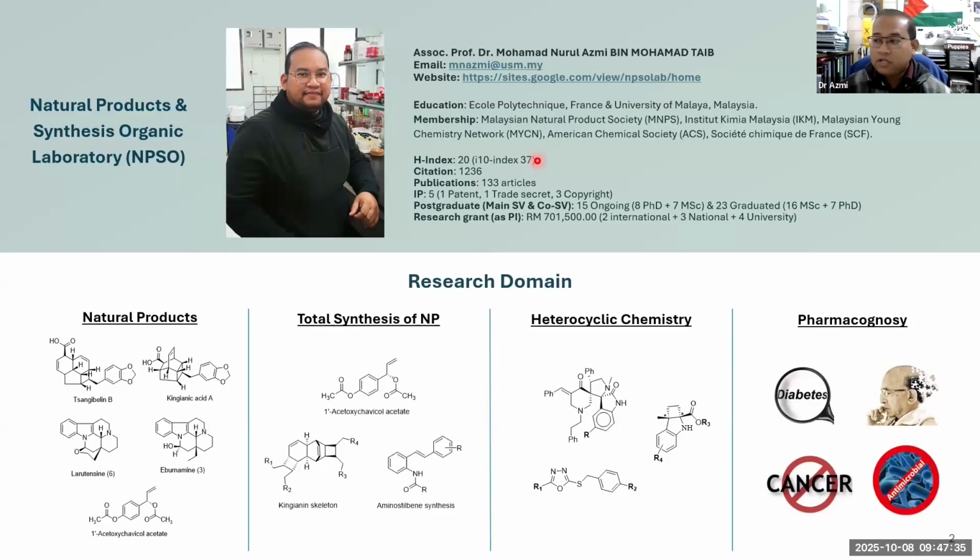The first one, of course, is natural products together with pharmacognosy, because we need the application for that. The second one is total synthesis of natural products, because during my research in natural products, we had a critical problem: the amount isolated from natural sources is very low. So along the journey of total synthesis of natural products, we developed heterocyclic chemistry to synthesize the compounds.